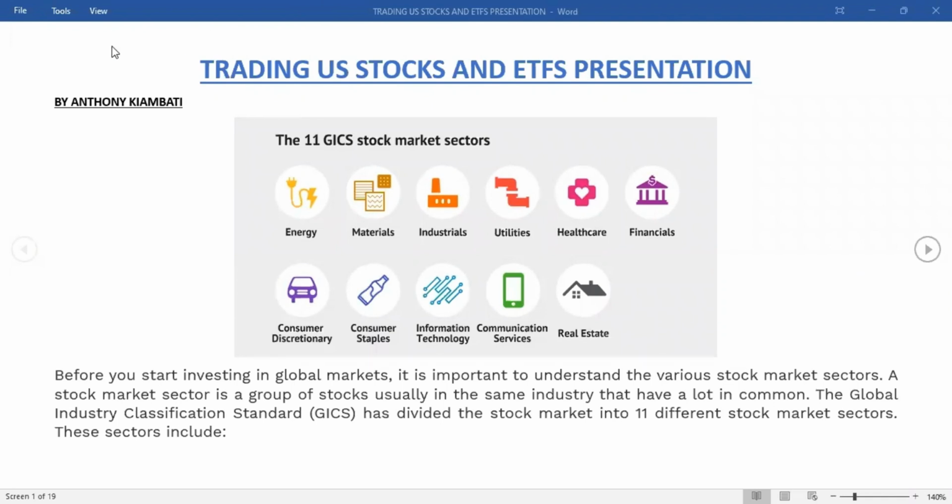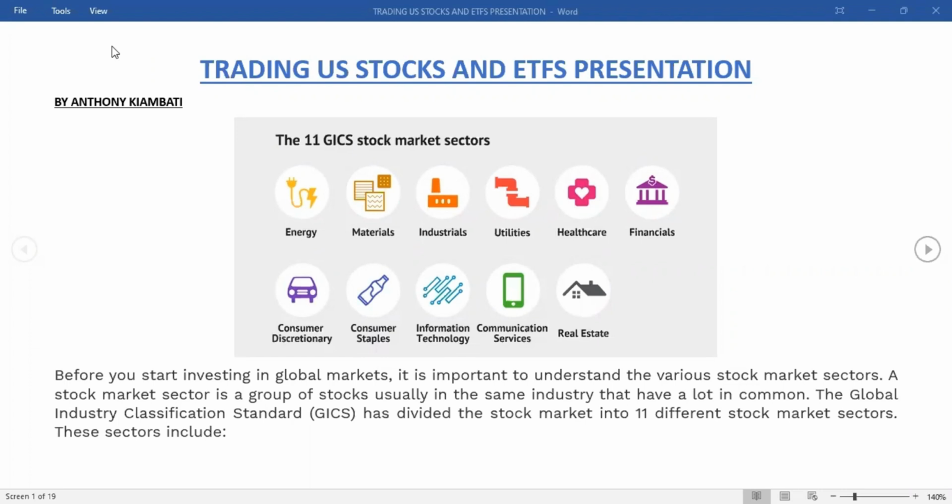So we're going to start with the US stocks and ETFs. Let me start by mentioning that we have 11 sectors in the US stock market. These sectors are usually classified using the classification standard provided by GICS, in full the Global Industrial Classification Standard. What they did is they divided the US stock market into 11 different sectors.